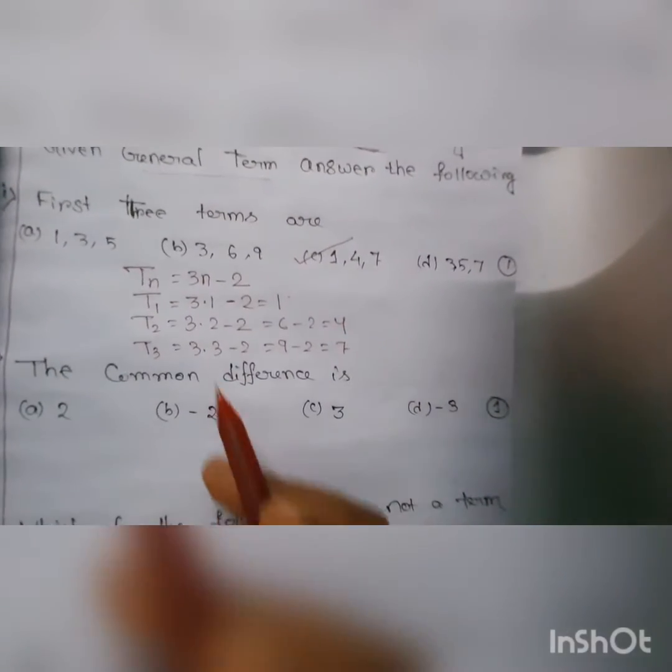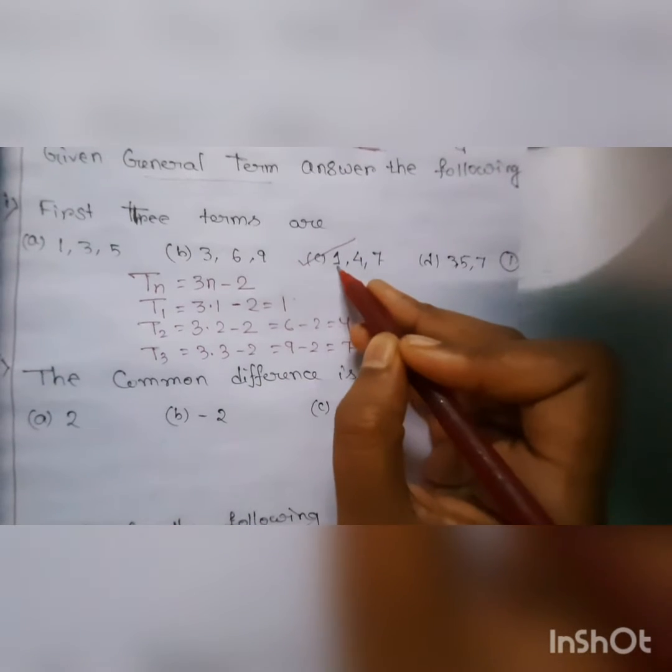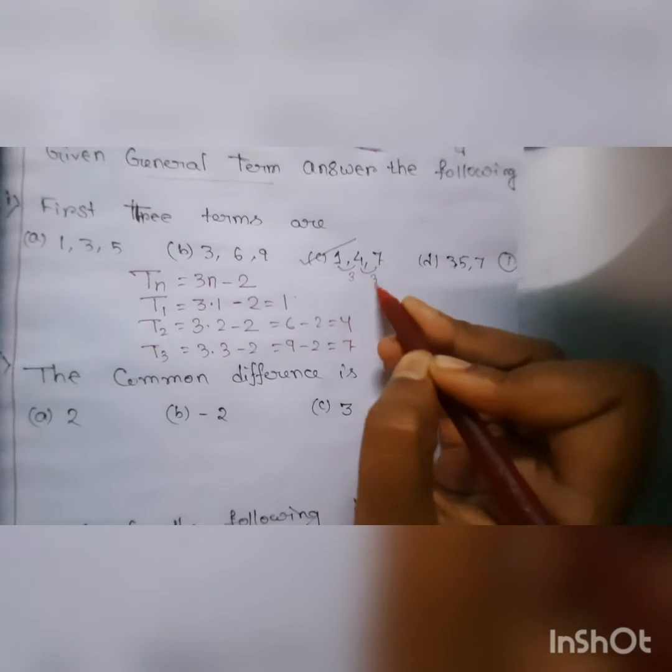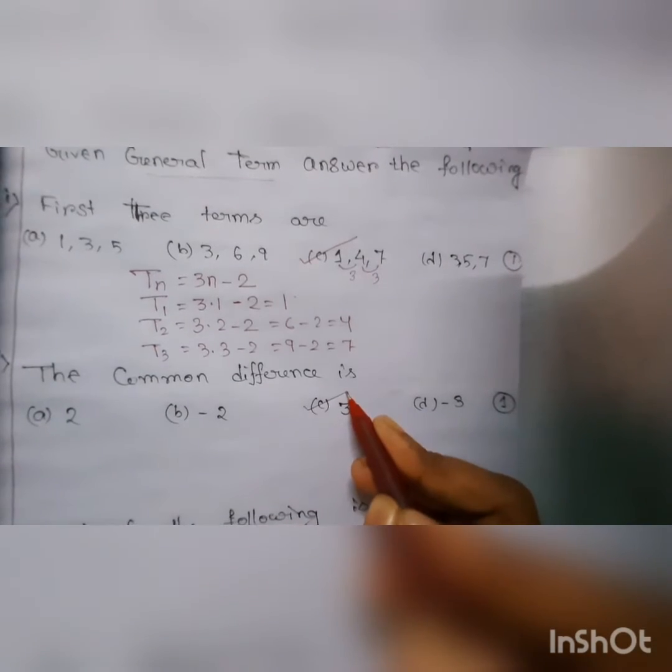Now the second question, you have to find the common difference. The difference between 1 and 4 is 3, and between 4 and 7 is 3. So your common difference will be 3.